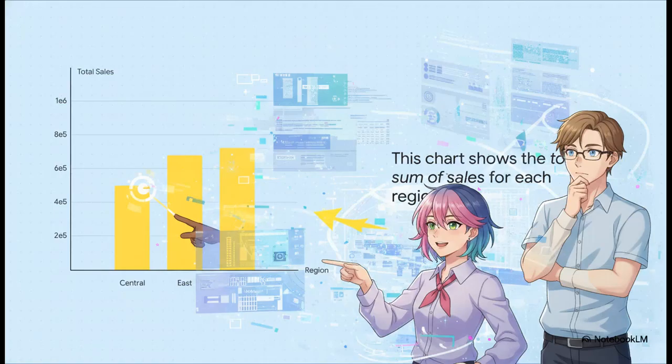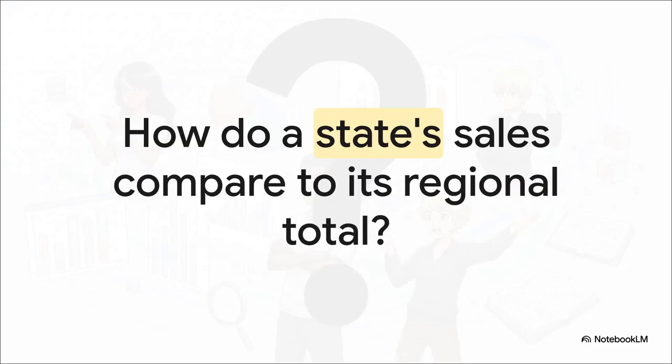I mean, take this for example. It's a perfectly good bar chart, right? We can see the total sales for the Central, East, and West regions. Super clear, super simple. It tells us one thing loud and clear. The West has the highest sales. But what if we need to know more? What if this is the question we need to answer?